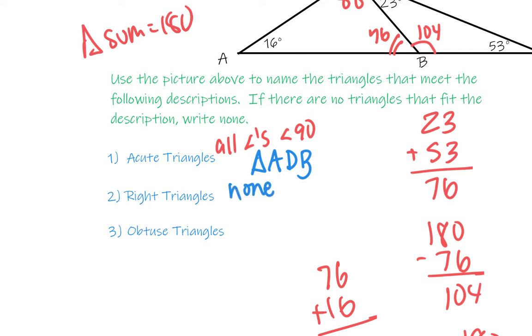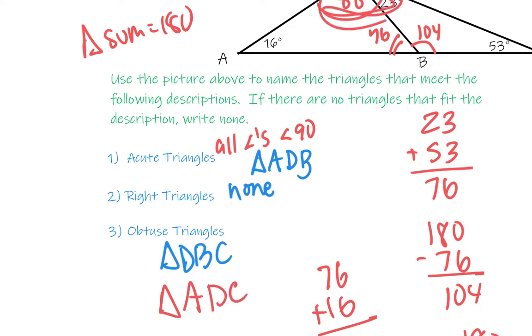All right, and then obtuse triangle. We could definitely classify the one on the right, DBC. Triangle DBC. And you could also, if you wanted, pick the entire triangle, ADC, because if we add these two together, that would be considered obtuse. Okay? So any of those would have been fine.